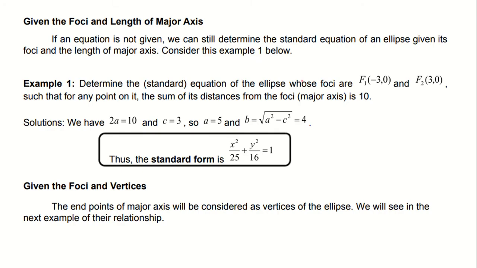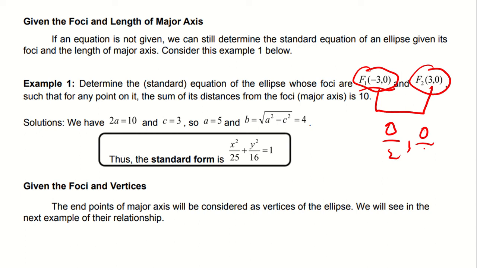Meaning, if we have here the focus at saka another focus, so i-add nato na siya, negative 3 plus 3, that is 0 over 2. Of course, that is 0. And 0 plus 0 equals 0, that is over 2. So, that is 0, 0. Yun po yung ating center. So, from that, we can have x squared and y squared. Ang question na lang is ano ang value ng atong A.